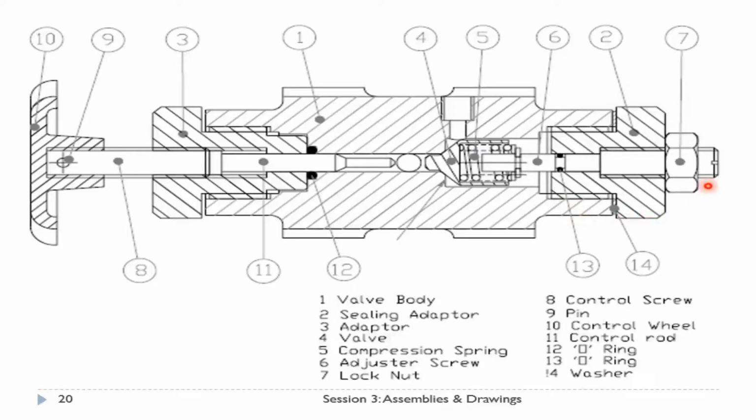Okay, here is the section view of the assembly drawing. So we have already created the right hand side of the assembly. In a similar fashion, we can create the left hand side of the assembly. So what we have here, item 10 is the control wheel, item 9 is a pin, so that would come from the toolbox. Item 8 is the control screw. Item 3 is the adapter. Item 11 is the control rod.